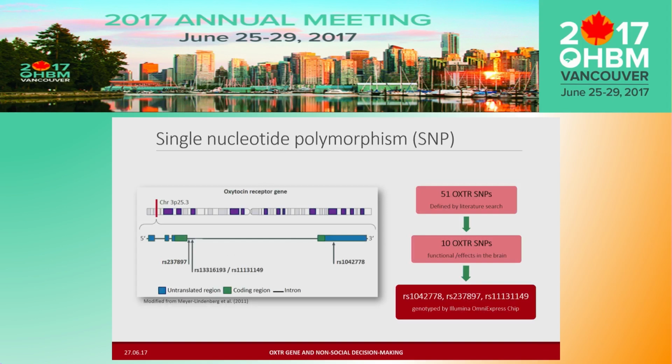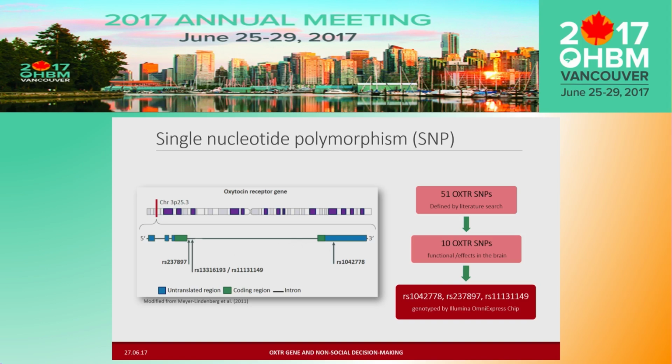So after a quite intensive literature search, I selected 3 specific SNPs for my study, 3 SNPs which are suggested to be functional variants. The first one, the 1042778, was explored in different studies on social cognition, but also Feldman and colleagues could show in 2012 that major allele carriers would exhibit an increase in oxytocin plasma level.